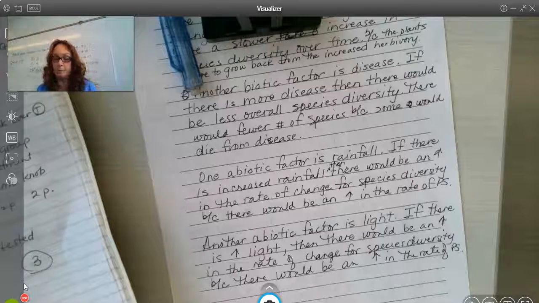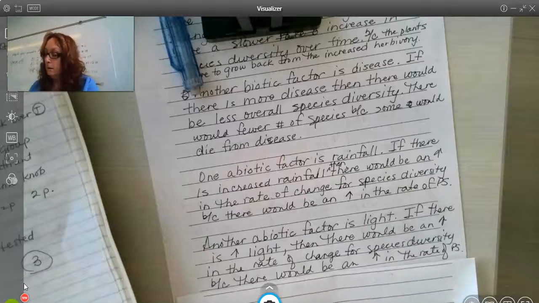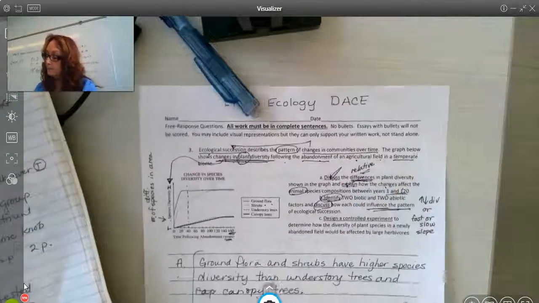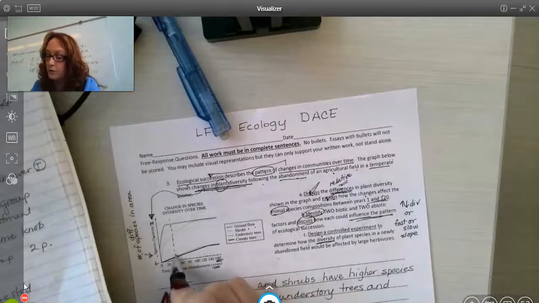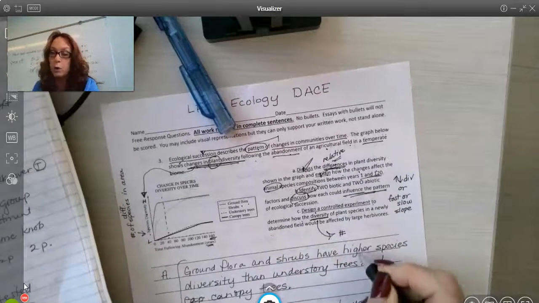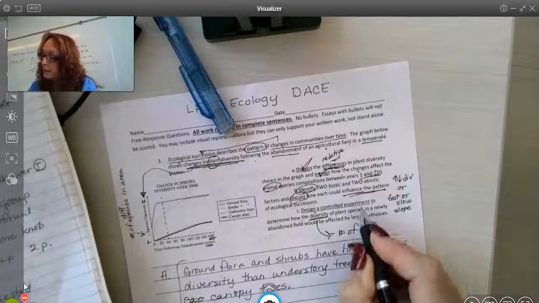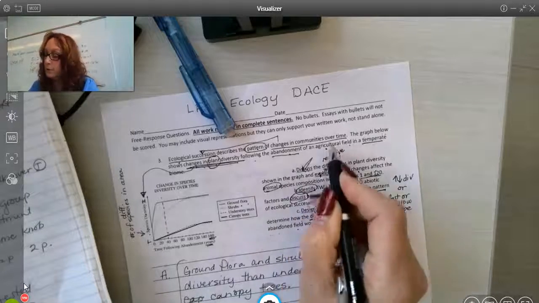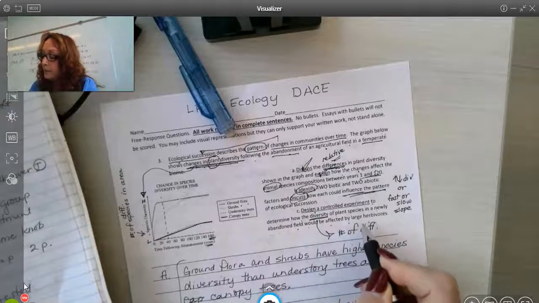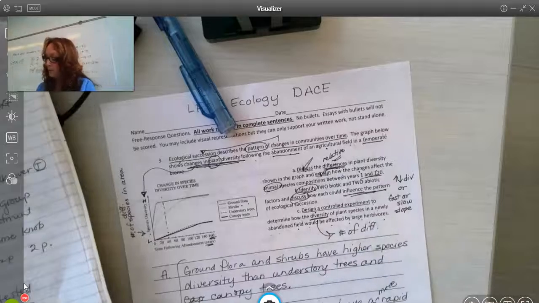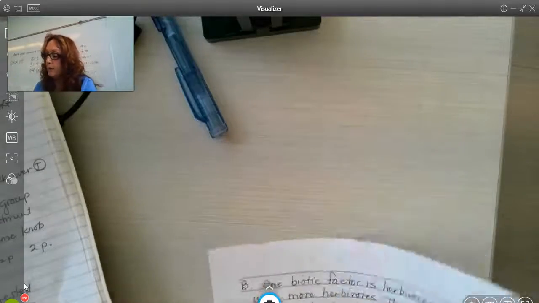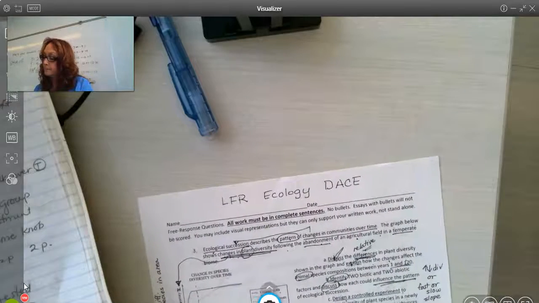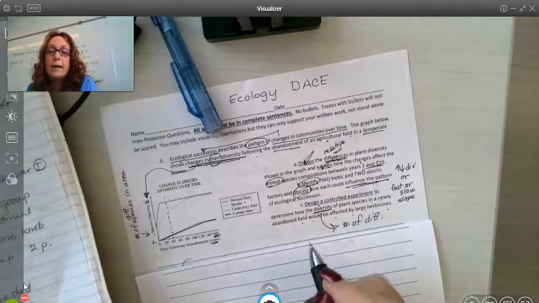I'm going to need more paper. I think what I'll do is I'll steal this page right here. So, now what did they ask me to do? Here's your design and controlled experiment. To determine how we're back to diversity, so they're saying this just means the number of different plant species in a newly abandoned field, so this exact same thing, would be affected by large herbivores. Well, I already talked about that, so that's a good thing. Okay, so I'm going to design an experiment. I'm going to turn this way so I can see, because I want to see what they're asking me to test.